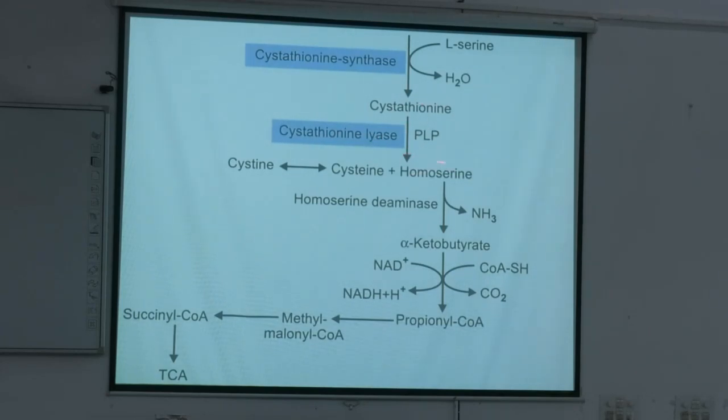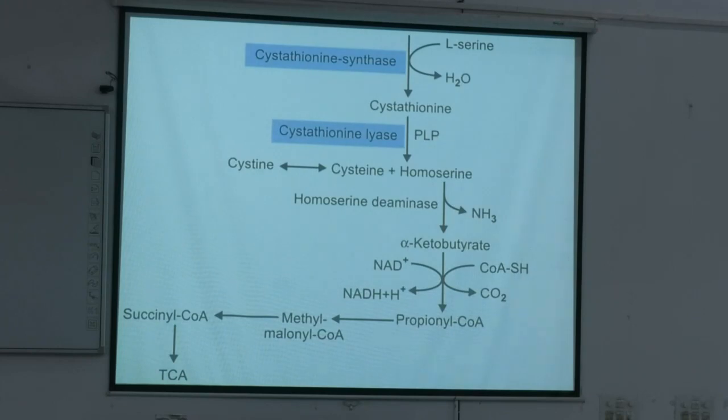Cystathionine again breaks down into cysteine and homoserine by the enzyme cystathionase. Which enzyme is there? It forms cysteine, and the homoserine forms alpha-ketobutyrate and propionyl CoA, and these go to the TCA cycle for the production of energy. Okay, understand?